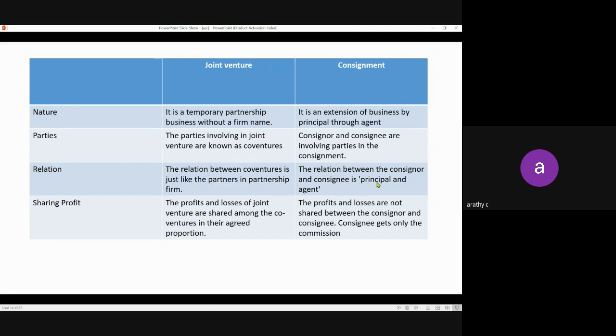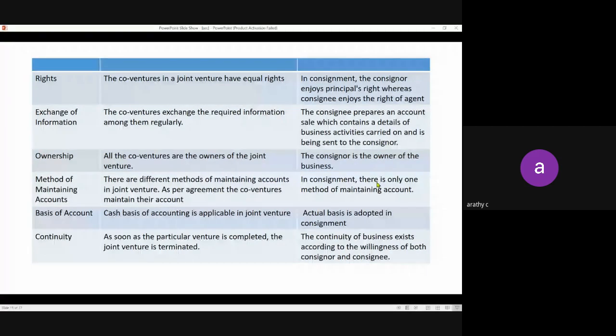Next is about sharing profit. The profit and losses of joint ventures are shared among the co-ventures in their agreed proportion. In the case of consignment, there is no such sharing. The consignee only gets the commission and the consignor gets the profit. Next is about the rights. The co-ventures have equal rights. But in the case of consignment, the consignor enjoys the principal rights and the consignee enjoys the agent rights.